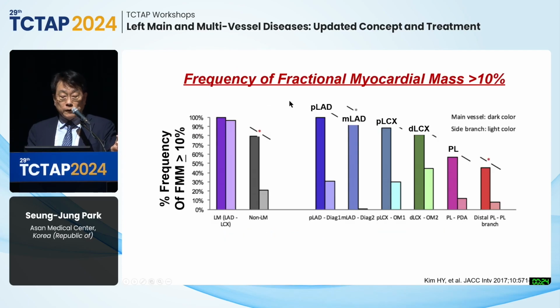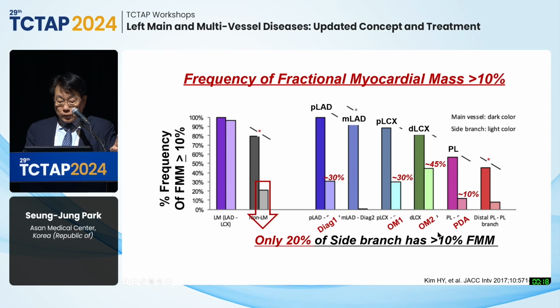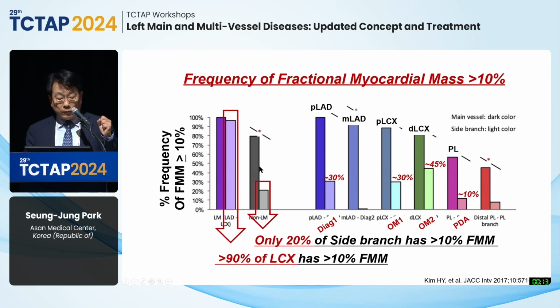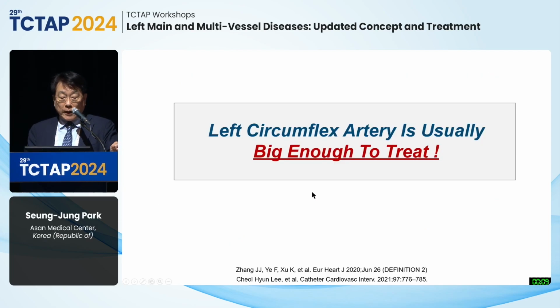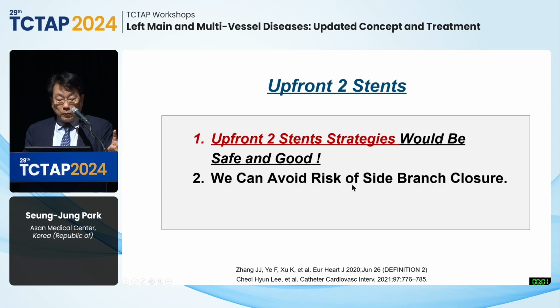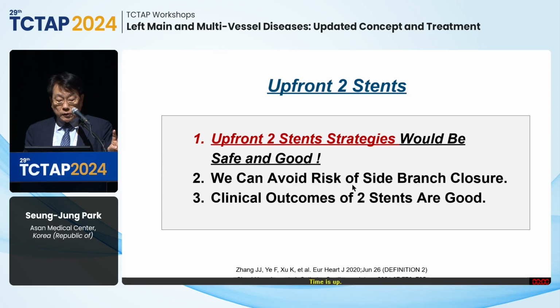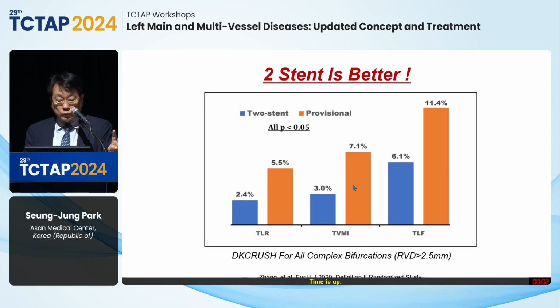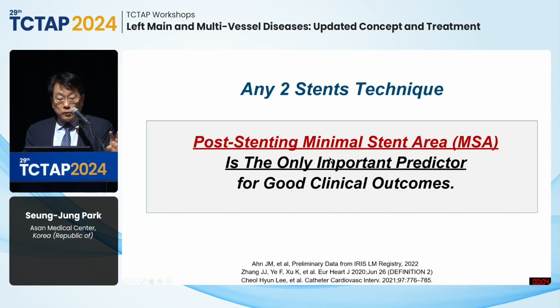True bifurcation, look at this, fractional myocardial mass concern. Any side branch actually more than 10% of fractional myocardial mass is only 20%. However, the circumflex is always more than 90%, more than that one. And so the circumflex artery is usually big enough, a front 2-stent strategy would be safe and good. We can avoid the risk of side branch closure. Clinical outcomes of 2 stents are good. So 2 stents would be better.